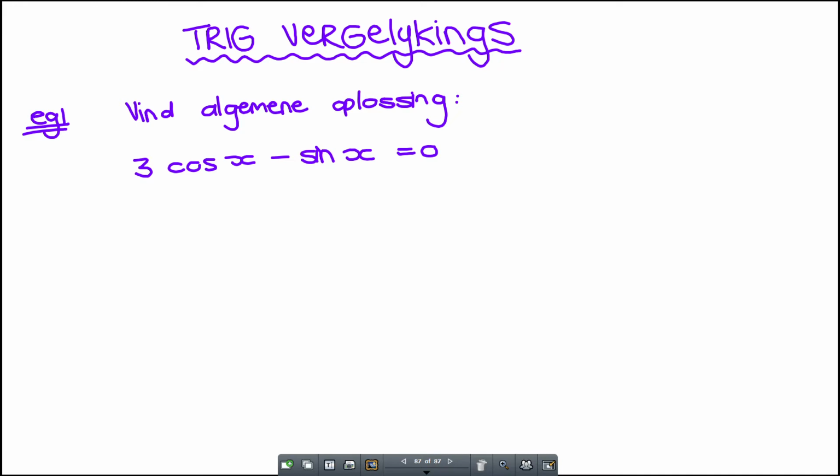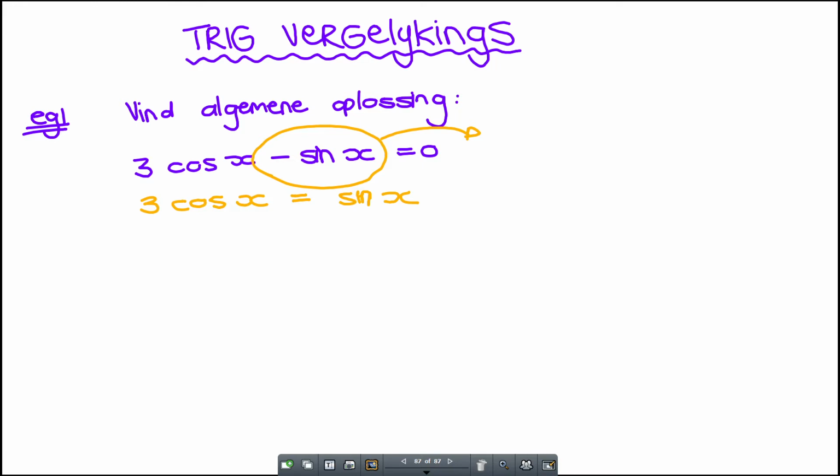Omdat hy gelyk is aan 0, gaan ek heel eers sê, kom ons vat hierdie oukie oor. So dan gaan ek hê, 3 cos x is equal to positive sin x. Nee, so ek het net die sin x oorgevat. But now we are still left with that problem of, I can't do both sin and cos.